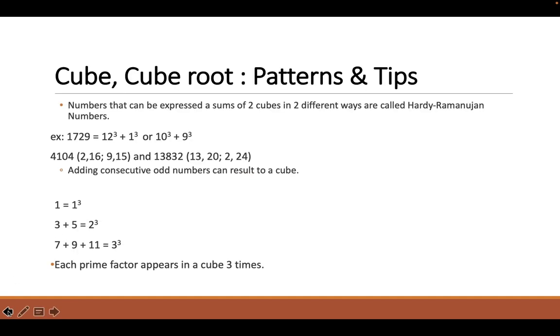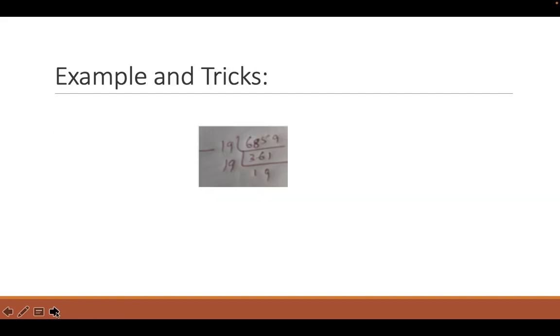Okay, this is coming back to the previous one. Each prime factor appears in a cube three times. Yeah, so this is obvious, right? I mean, I don't know what kind of pattern it is. So if we represent 12 cube, and if you see how the prime factors are laid out there, you need to make a group of three, not a pair of two, unlike squares and all.